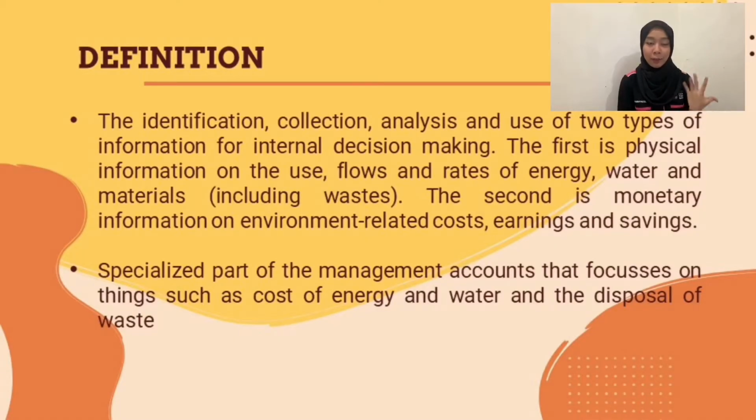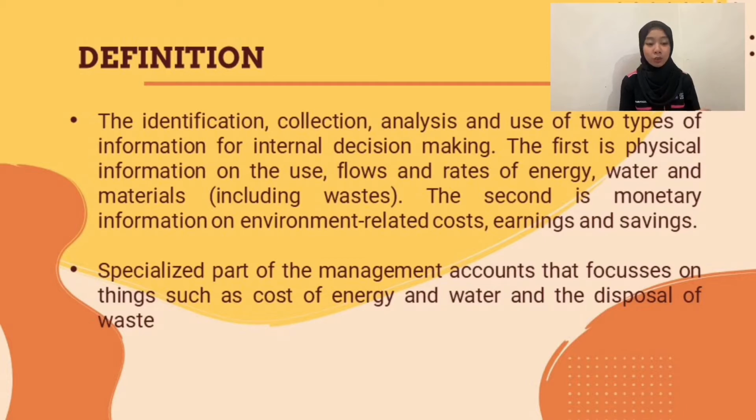Presenting on environmental management accounting, which is also known as EMA. I will start with the definition of EMA. EMA is the identification, collection, analysis, and use of two types of information for internal decision making. The first is physical information, which is the use of flow and rate of energy, water, and materials, including the waste. And the second one is the monetary information on the environmental related costs, earnings, and also savings.